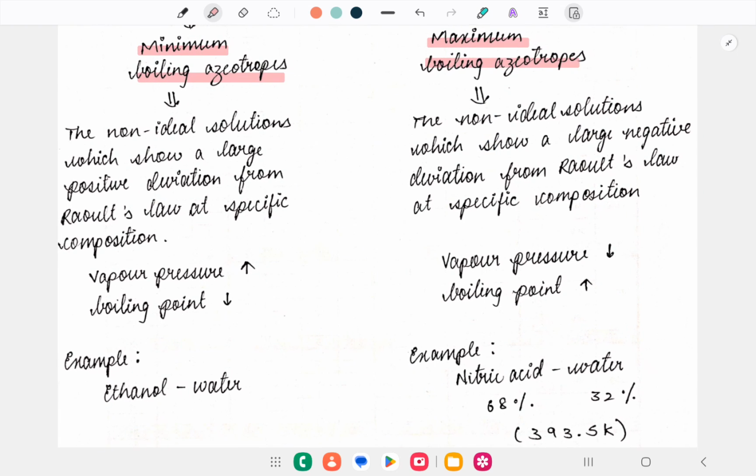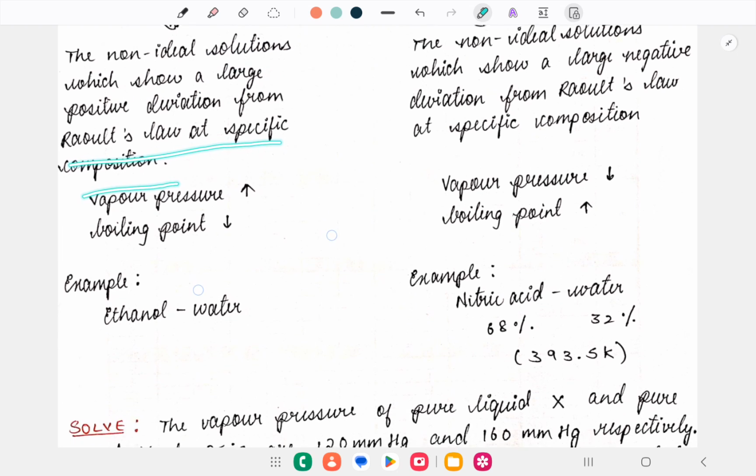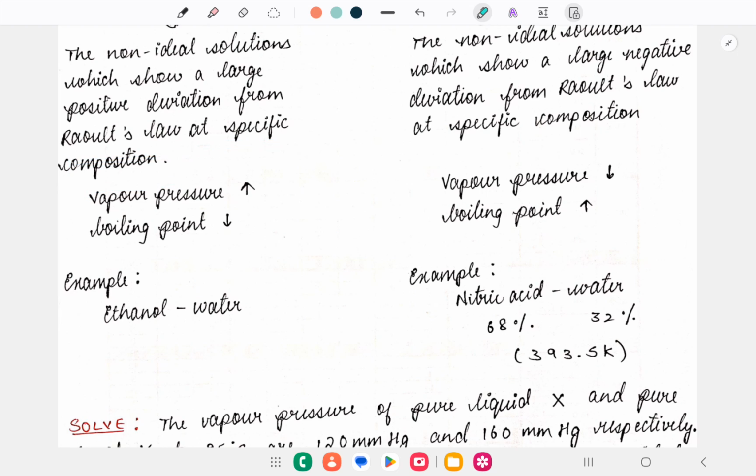So the minimum boiling azeotropes are the non-ideal solutions which show large positive deviation from Raoult's law at a specific composition. So for these type of solutions, there is one intermediate composition for which the total vapor pressure of such a solution will be the highest and the boiling point will be the lowest. An example could be ethanol and water.